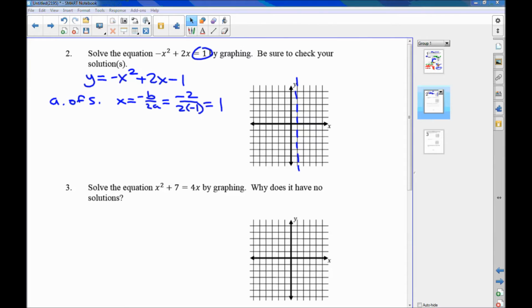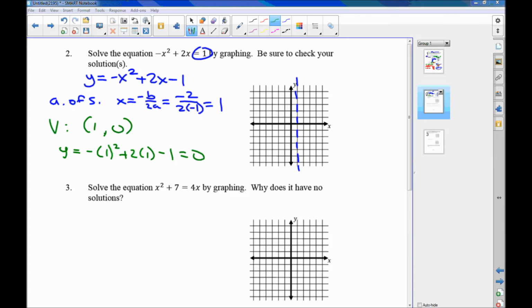Then we need to find our vertex. The vertex is going to be at 1, and whatever we get when we plug 1 back into our formula. So 1 comma something. We're going to say y equals negative of 1 squared plus 2 times 1 minus 1. So that's negative 1 plus 2 minus 1.